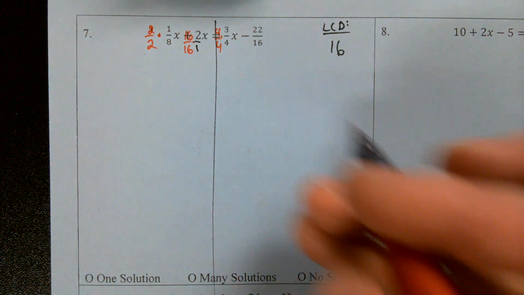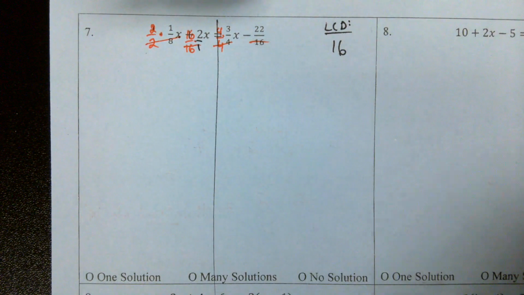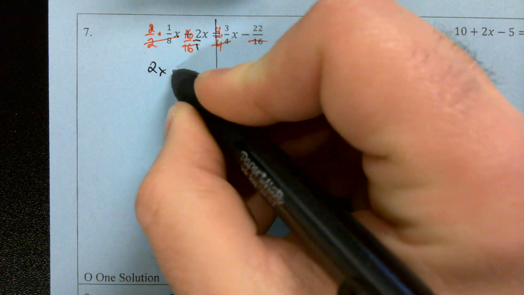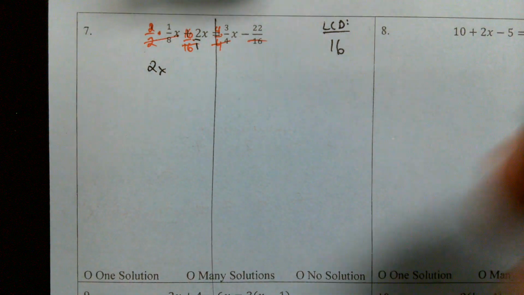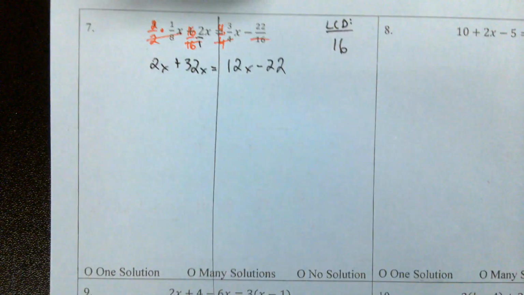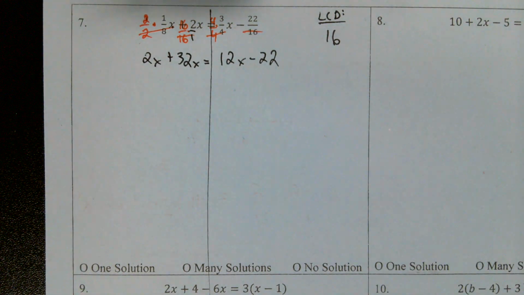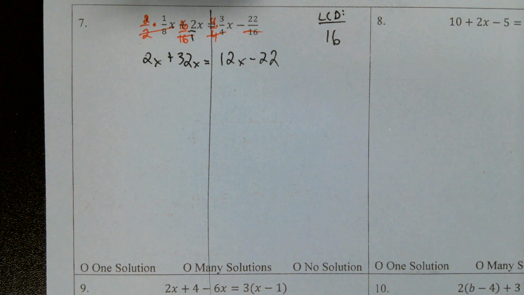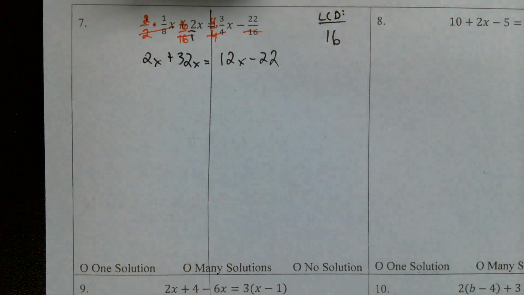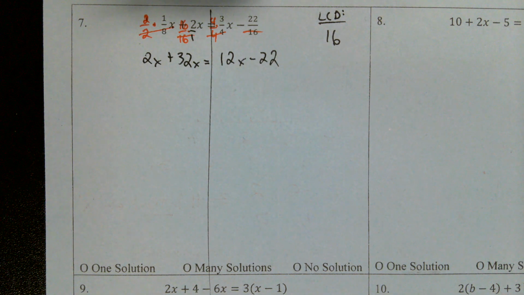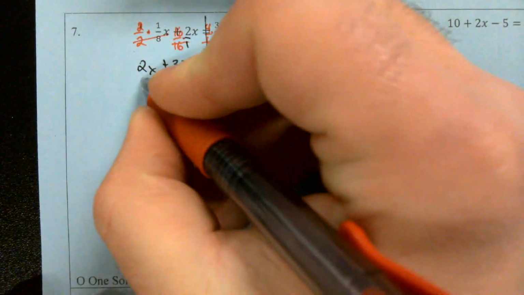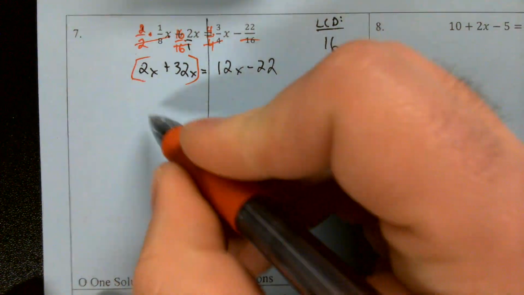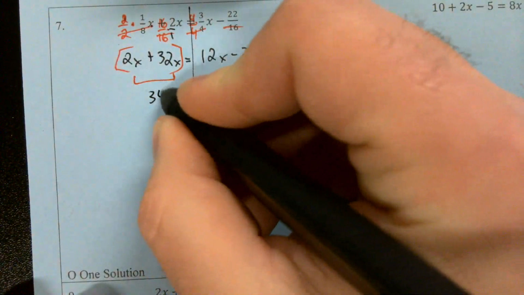We don't need to rewrite the whole thing out. We can cross out our denominators like so, leaving me with 2x plus 32x equals 12x minus 22. All right, step 2 is done. We've broken our fractions up. Step 3 says to combine like terms. Are there any like terms for us to combine? 2x is on the left. Beautiful. What does 2x plus 32x give me? 34x.